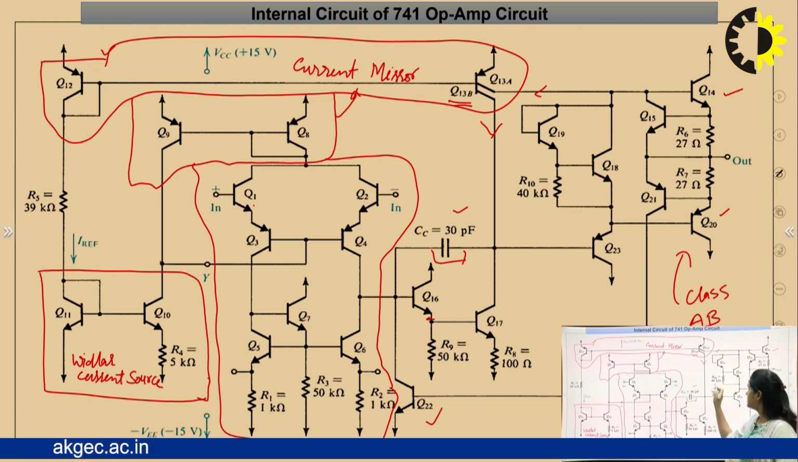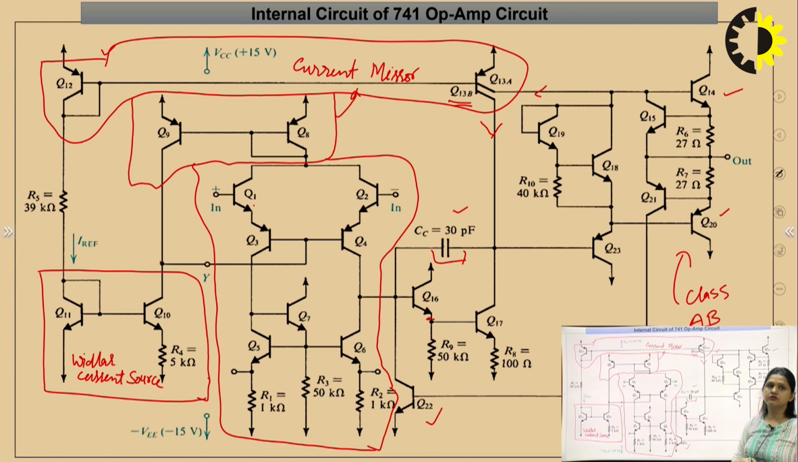Remaining transistors are Q18 and Q19, which are used to enhance the base to base voltage of Q14 and Q20. These are the output transistors, and the area of these output transistors is larger. So, to increase the base to base voltage between these two transistors, Q19 and Q18 transistors are used. So, this is the description of the 741 IC.